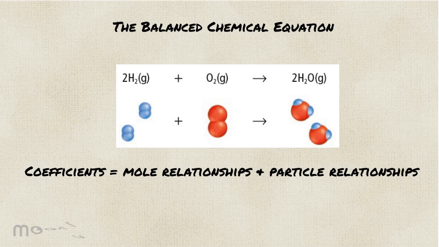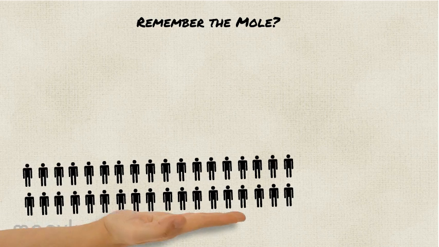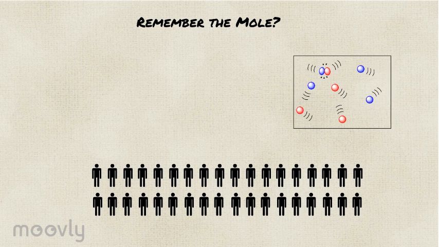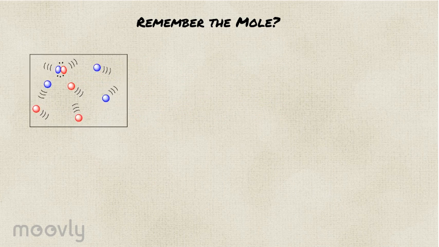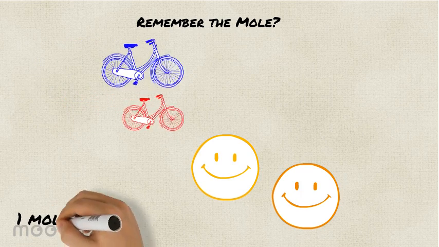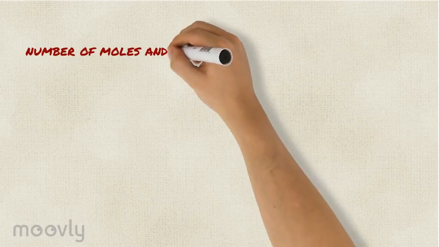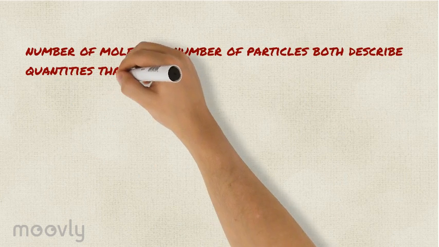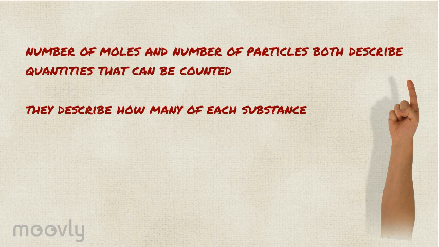If you remember from our mole unit, we define a mole as a unit of measurement for dealing with extremely large numbers of very tiny objects, such as atoms, molecules, formula units, and ions. 1 mole of anything, whether it's oxygen gas, or perhaps smiley faces or bikes, contains 6.02 times 10 to the 23 of that thing. So the number of moles and the number of particles both describe quantities that can be counted. In other words, they both describe how many of each substance we are working with. Now that we have established the basics, let's see an example of how to solve a basic stoichiometry problem.